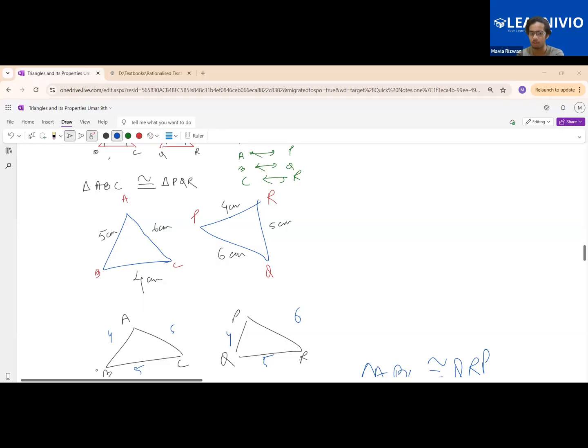Now think about it for a minute and see that ABC is corresponding to which one? Whether it is QRP, PQR, PRQ, QPR, what it is. Try it down. Take a minute. Okay, sir.